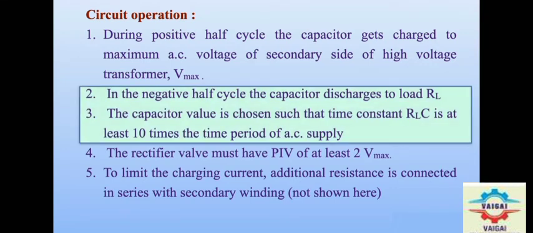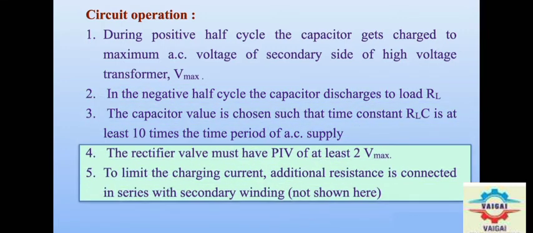Let us see the circuit operation. During positive half cycle, the capacitor gets charged to maximum AC voltage of secondary side of high voltage transformer, Vmax. In the negative half cycle, the capacitor discharges to load RL. The capacitor value is chosen such that time constant RLC, that is RC, is at least 10 times the time period of AC supply. The rectifier valve must have peak inverse voltage, that is PIV, of at least 2 Vmax. To limit the charging current, additional resistance is connected in series with secondary winding.